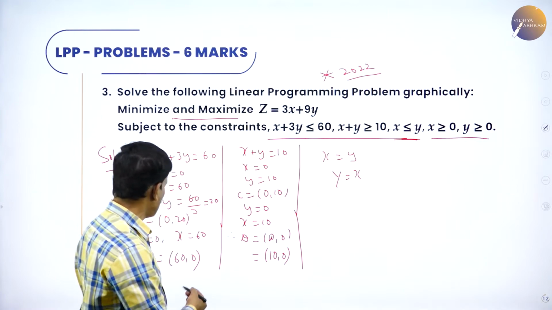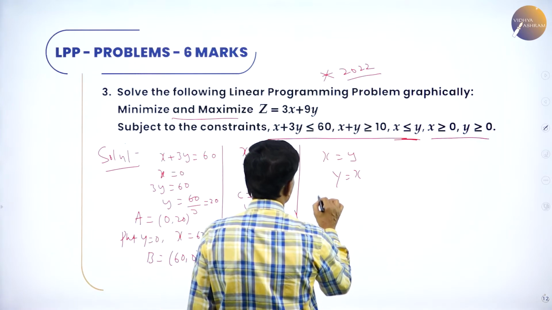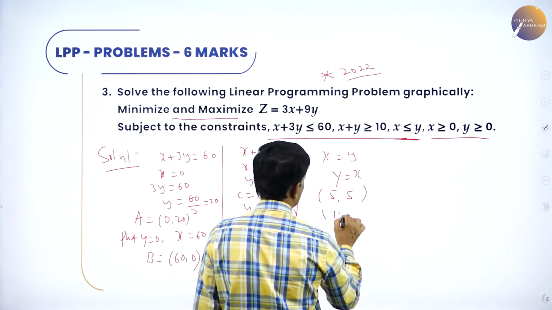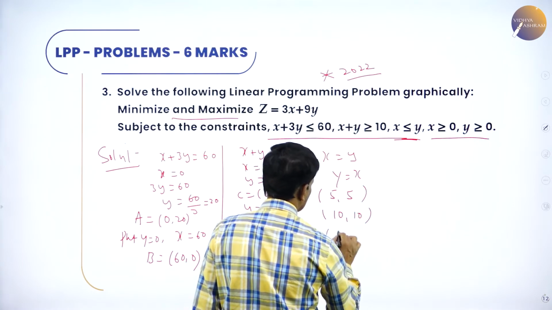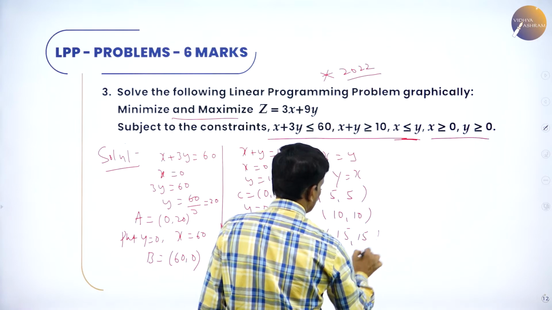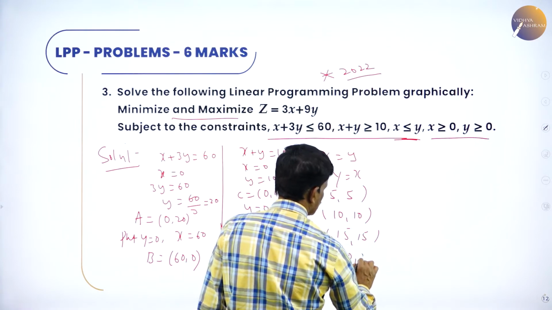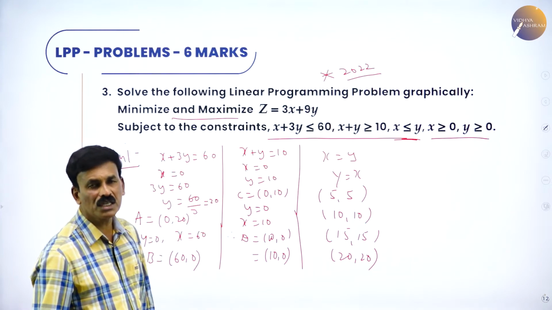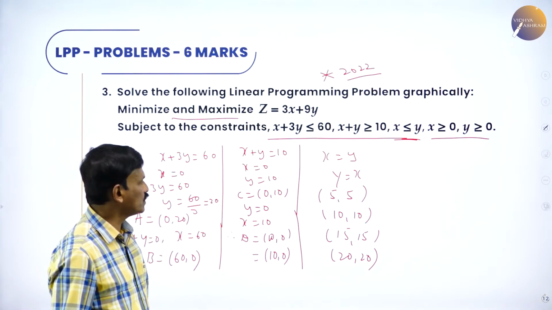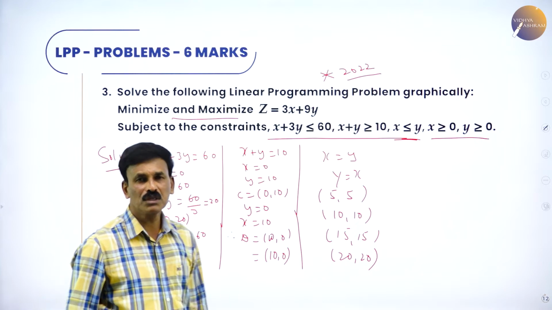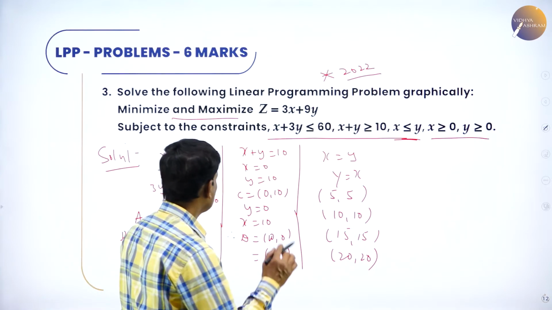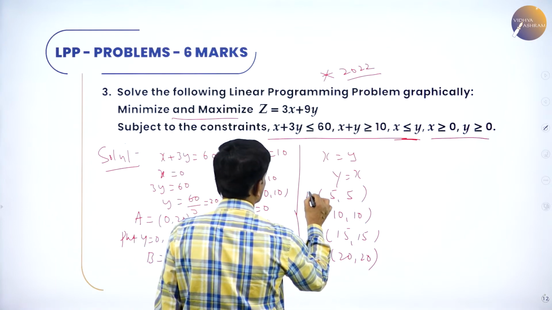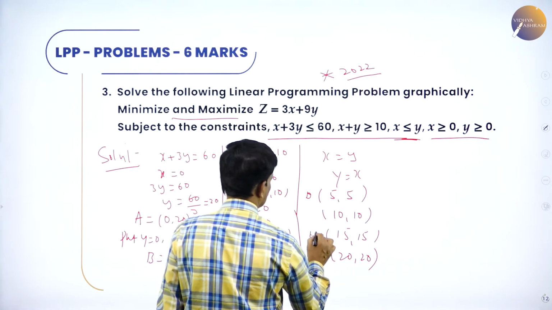You can choose any value. You can start with 5. When x is equal to 5, y is also equal to 5. When x is equal to 10, y is also equal to 10. When x is equal to 15, y is also 15. When x is equal to 20, y is also equal to 20. So you can choose any points: (5, 5), (10, 10), (15, 15) and (20, 20). Now these are the points. Now let us consider this D and E.